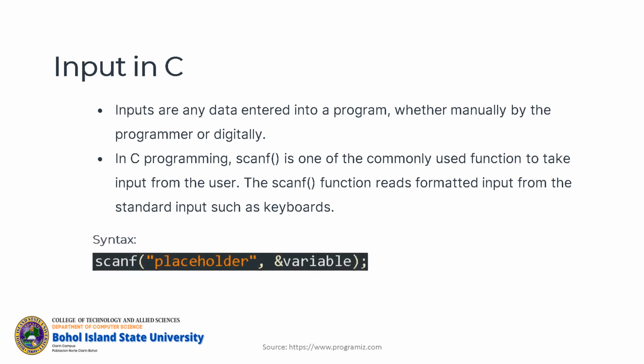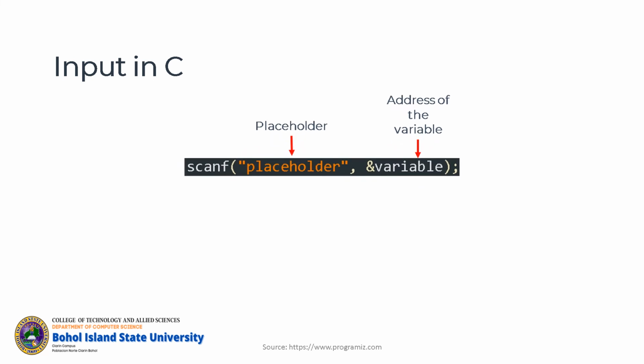In the scanf syntax, you are only required to supply two values, the placeholder and the address of the variable. Recall that a placeholder is like an empty blank in a fill-in-the-blank exam. In this case, we add a placeholder to indicate the data type of the value we are expecting. If we use %d, then that means we are expecting an integer value. Or if we use %c, that means we are expecting a character value.